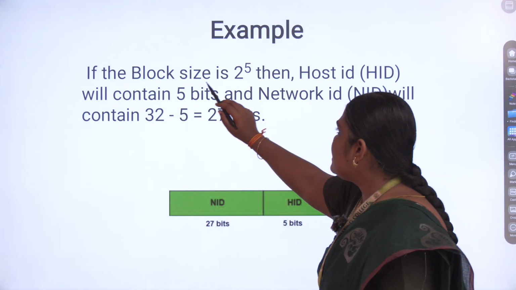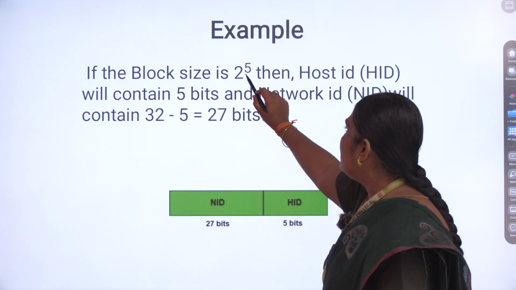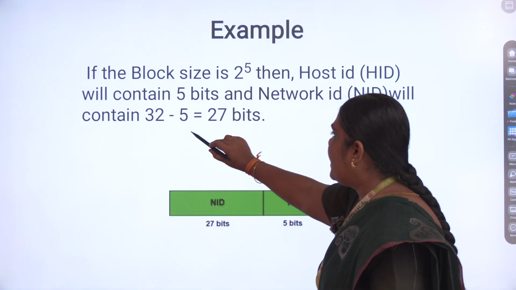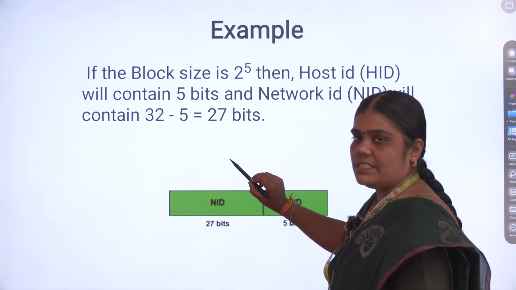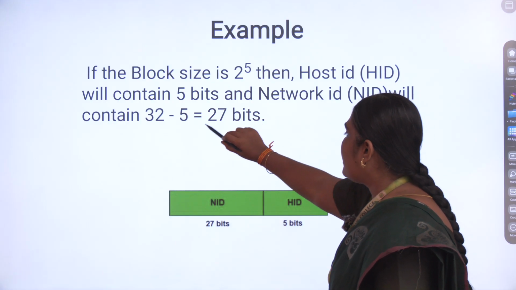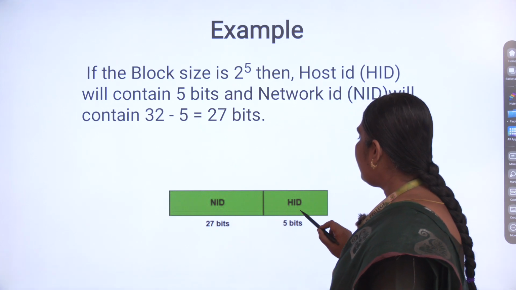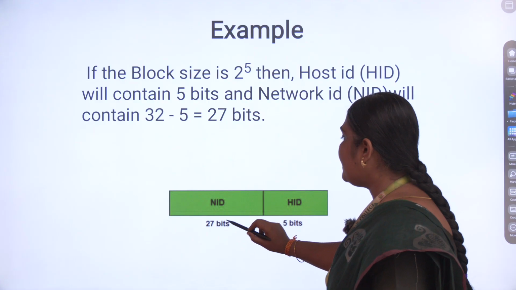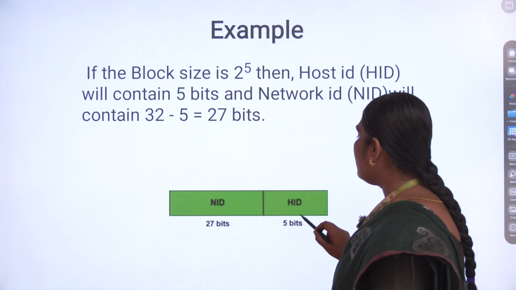See, if the block size is 2 power 5, then the host ID, that is 5 bits, will be allocated for host IDs. Subtracting the 5 from 32, we get 27 bits. 27 bits denotes the network ID and 5 bits denotes the host ID. In CIDR notation, if /27 is represented, it denotes the network ID. Then 5 bits represents the host ID.